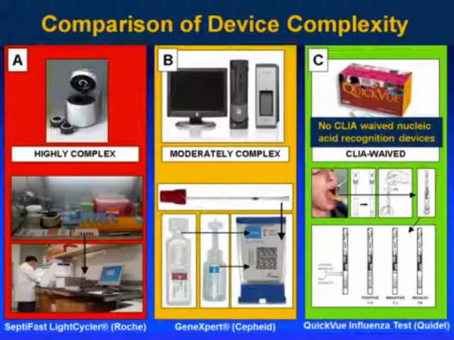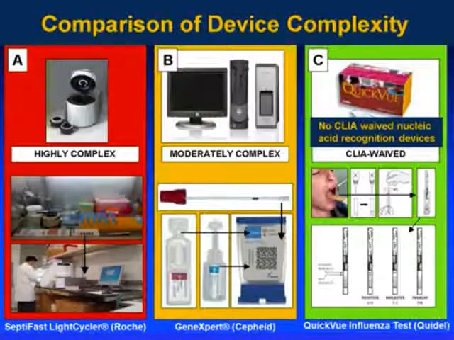From left to right, the complexity decreases. Panel A shows a highly complex test requiring a molecular diagnostic lab. Panel B shows a cartridge-based test with moderate complexity, and Panel C shows a CLIA-waived whole blood non-nucleic acid recognition test, which can be used by most minimally trained users. There are currently no CLIA-waived approved nucleic acid recognition tests available, unfortunately.